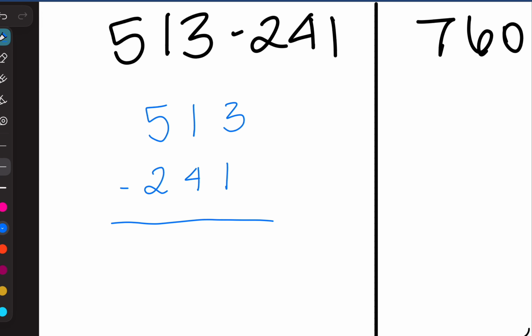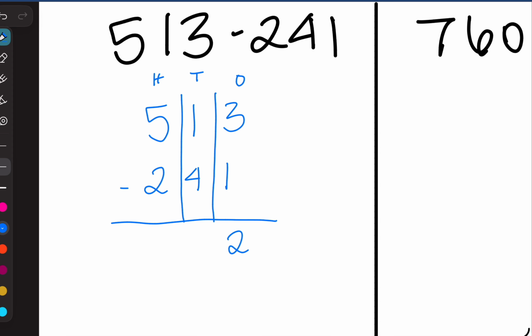I can already tell by looking at this problem off the bat that I'm going to have to be regrouping here. So I'm going to draw my lines so that way I'm not being lazy. Ones, tens, hundreds, and now I'm simply going to start solving. Okay, so let's take a look at our ones place. Remember, you always start in the ones place, then work your way over to the left. So we're going to do 3 minus 1. So 3 minus 1 makes 2 ones.